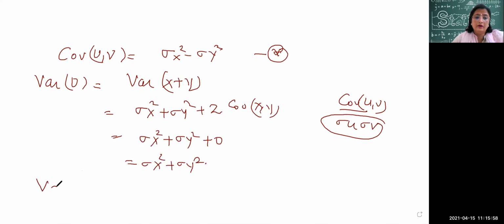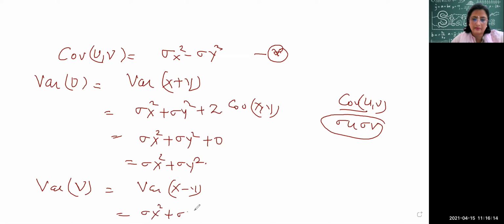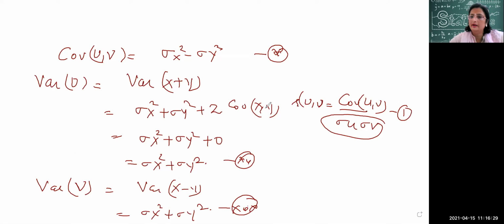Similarly, I will not elaborate variance of v, here x minus y, variance of x minus y. So when you solve it, you will get the same. Here you will get minus 2, again covariance between x and y is 0. So this comes out to be again sigma x square plus sigma y square. Right? Now substitute star, double star, triple star in number 1. What was number 1? This was number 1, the r between u and v that you wrote.